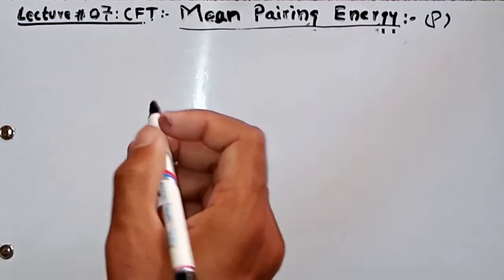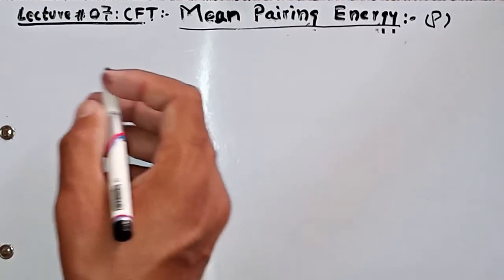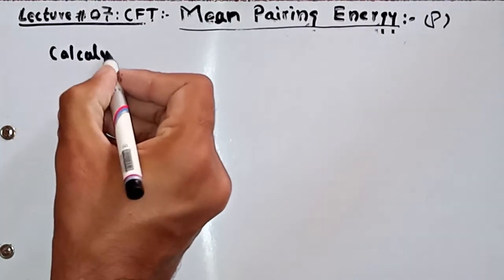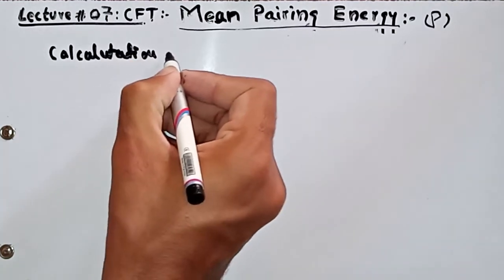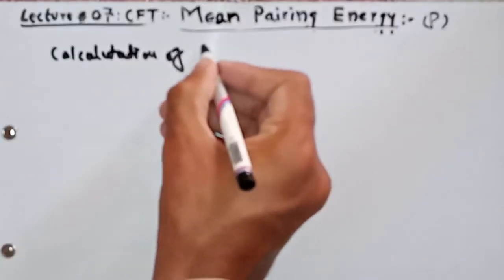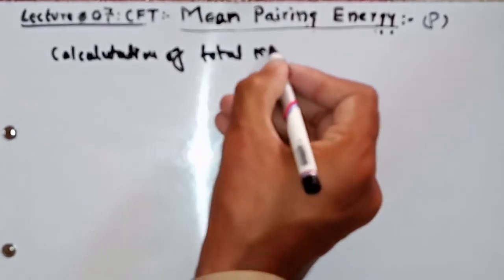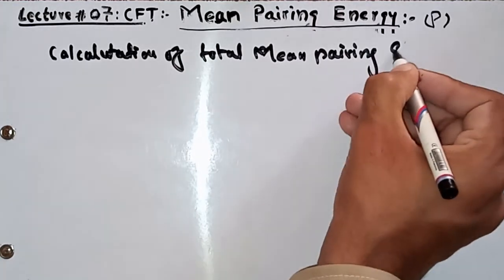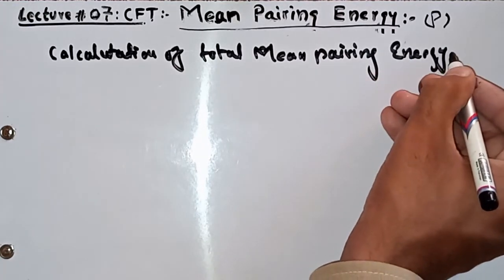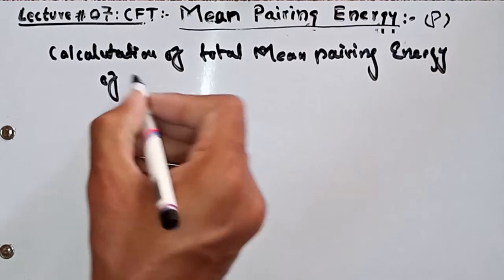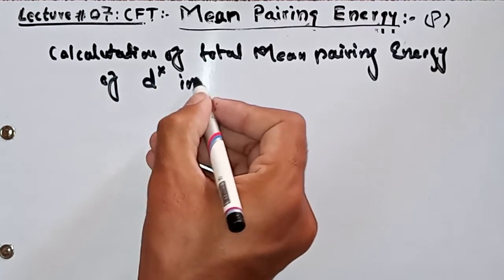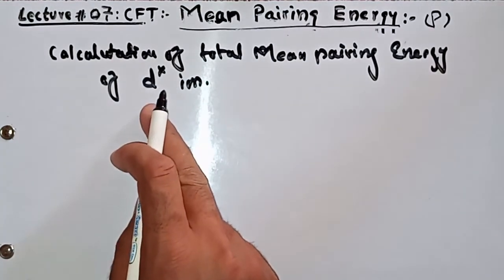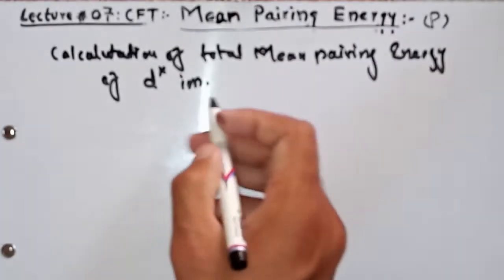Now, to start, we proceed forward. The calculation of total mean pairing energy. Calculation of total mean pairing energy of a d^x system, or d^x ion, the central ion that has a number of electrons in the d shell. So what will be the calculation for mean pairing energy for that system?